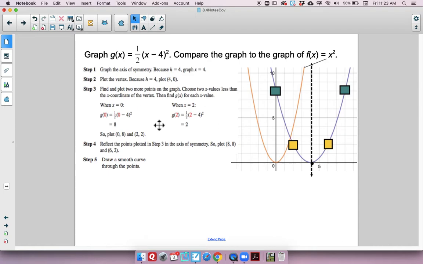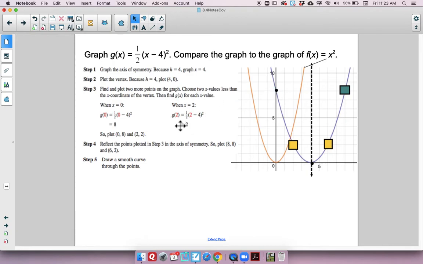Well, why not plug in 0 for x? That's easy, right? So if I plug in 0, 0 goes in right there. They're showing us that. So 0 minus 4 would be negative 4 squared. Negative 4 quantity squared is 16, times a half would be 8. So I would have (0, 8).